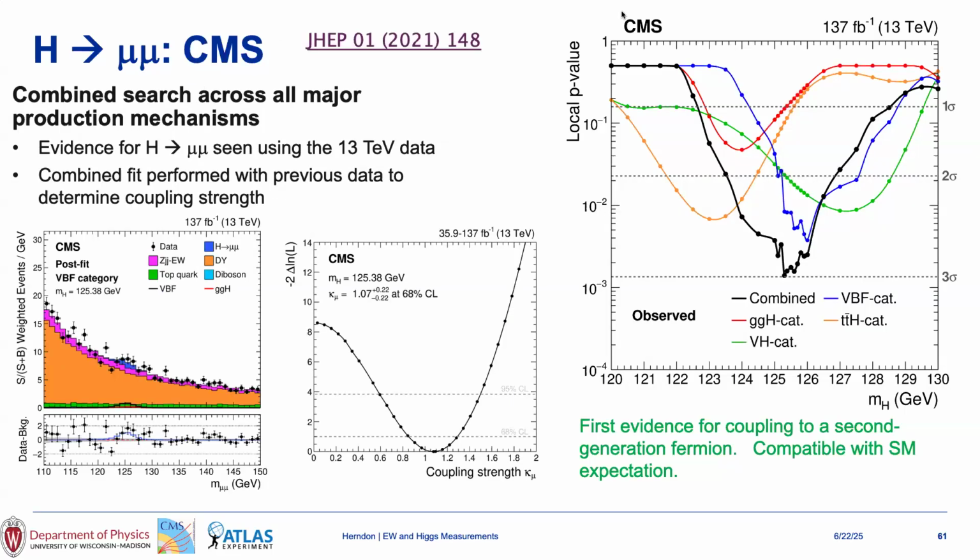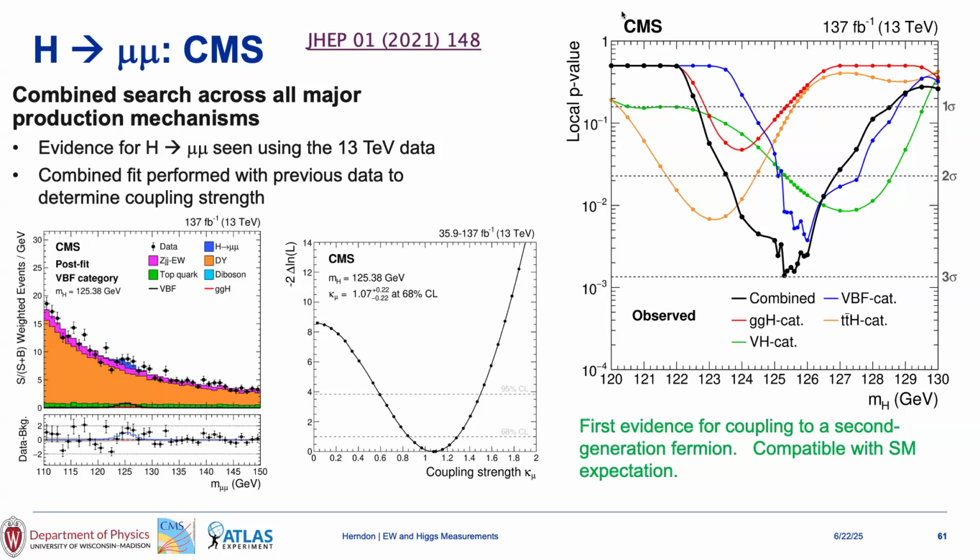And so third generation first. So our biggest success, sorry, second generation. Our biggest success has been in H to mu mu. So here we see evidence in the 13 TeV data that we've seen this decay. Since it's sort of right on the edge of evidence, it gives you an idea of what that looks like.